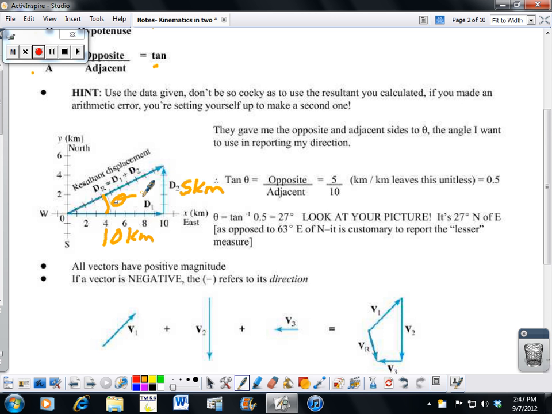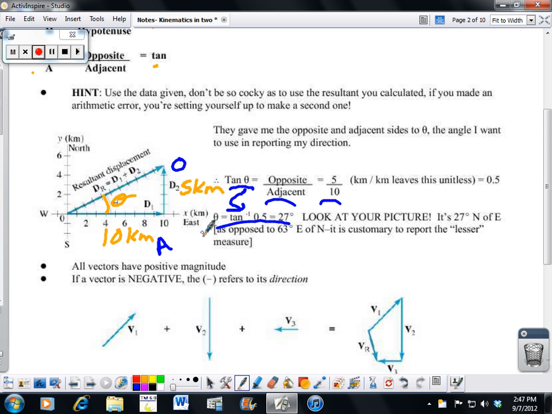Well, which two values do I know? I know opposite. I know adjacent. That means I'm using tangent. Tangent's opposite over adjacent. That means it's 5 over 10. And then, of course, to get my angle, I've got to do the inverse. Inverse tangent of 0.5 is simply 27 degrees.